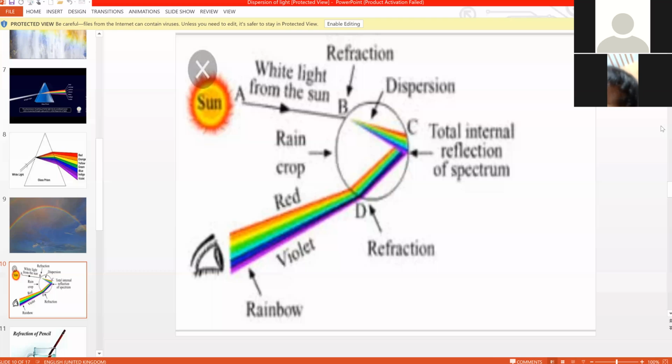So what did you understand from this picture? Observe it carefully and tell me. Ma'am, light is coming from the sun and is refracted, and dispersion of light is there. Okay, light is coming from the sun. Then what is happening? As soon as it enters the water drop, it is refracted and split into different colors.